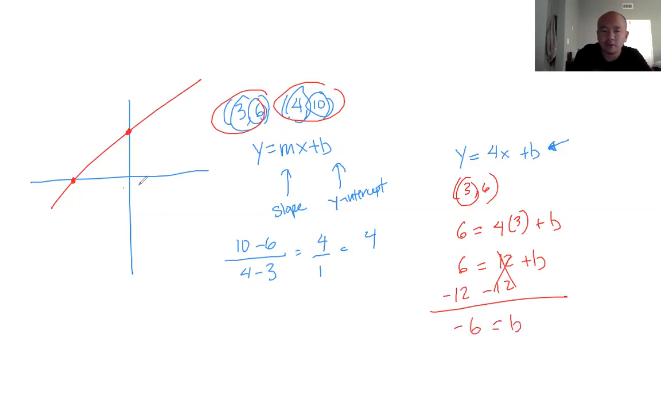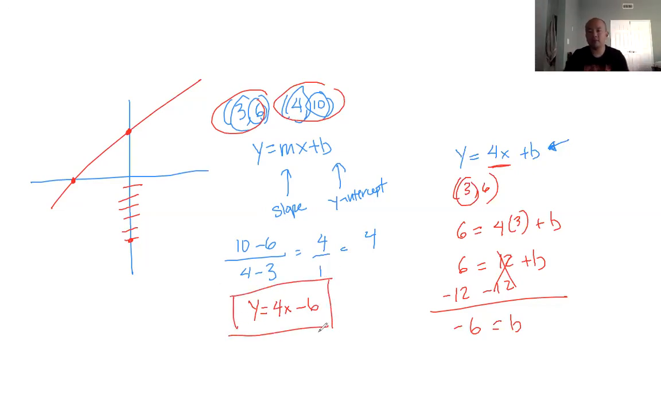If you were to graph this, the point, 1, 2, 3, 4, 5, 6, would be right here. That's where the line hits the y-axis. So what is the final equation? y is equal to, well, we got the 4x already, 4x minus 6. That is the starting point for the rest of the questions here.